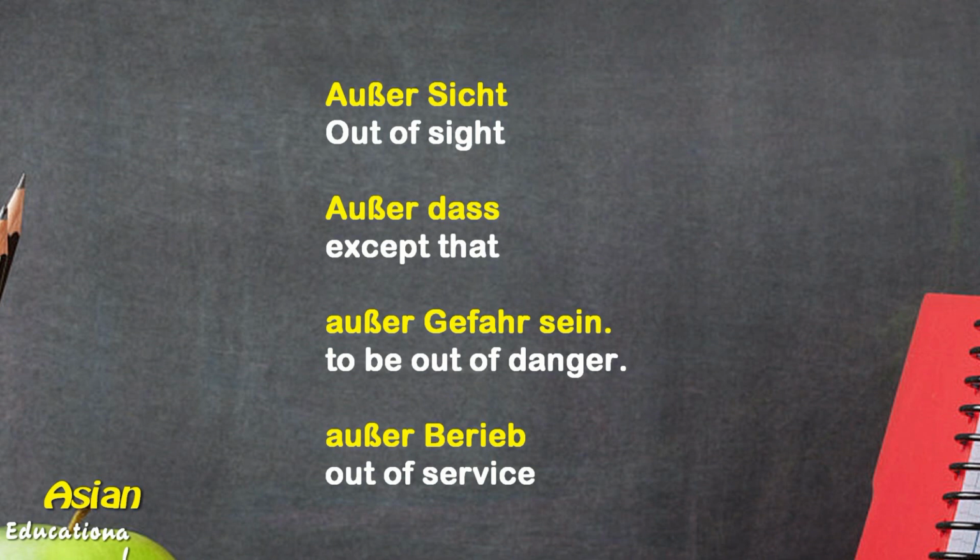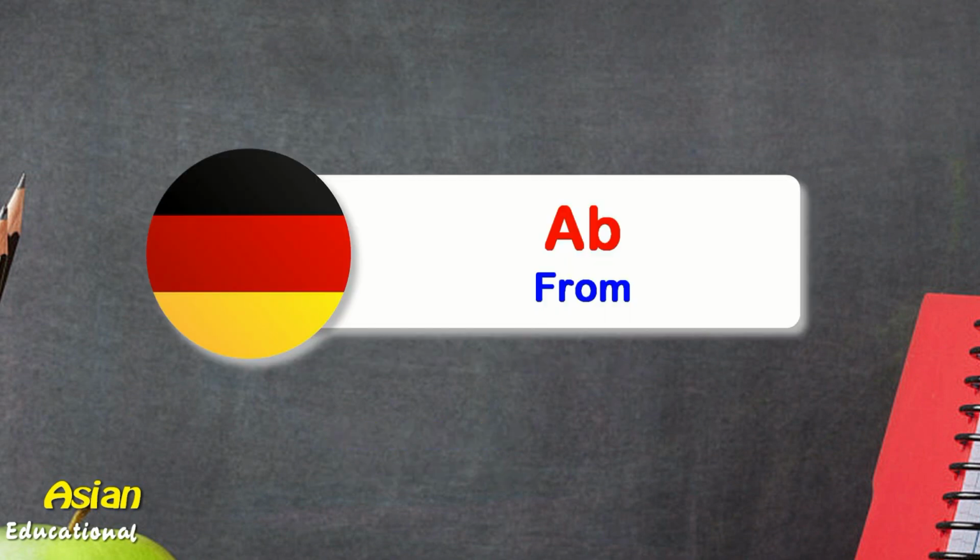Außer Sicht, out of sight. Außer das, except that. Außer Gefahr sein, to be out of danger. And außer Betrieb, out of service. Let us see ab. Ab means from.